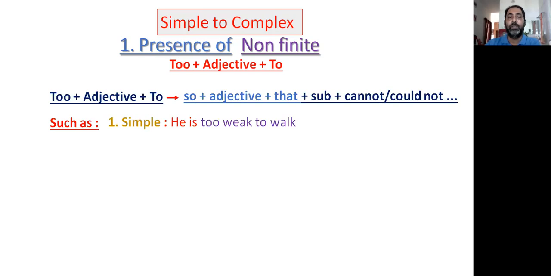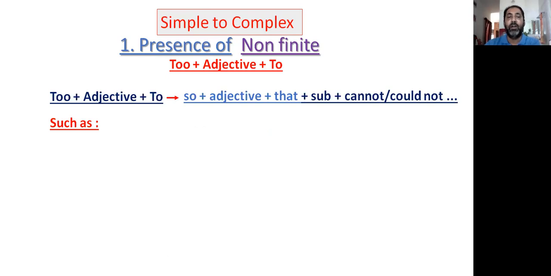such as, He is too weak to work. That means he is so weak that he cannot work, right? So, too weak, so weak, so that he cannot work. Here, who is weak? He is weak. Who cannot work? He cannot work. In both clauses, the subjects are the same person.